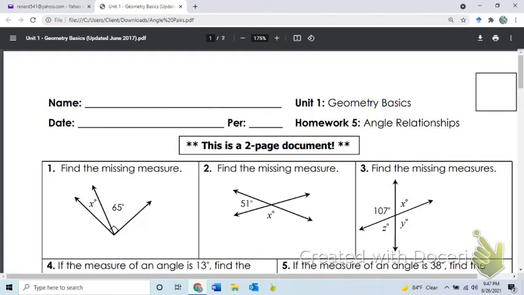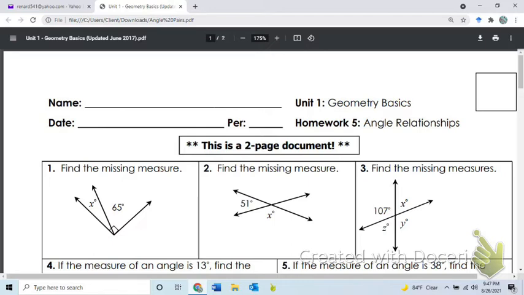So the important things that we need to remember are vocab here. So you should have your notes with you. The important ones are complementary, two angles that add up to 90. Supplementary, two angles that add up to 180. A linear pair, remember all linear pairs are supplementary. And vertical pairs, all vertical pairs are congruent.